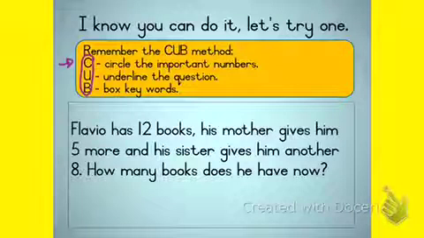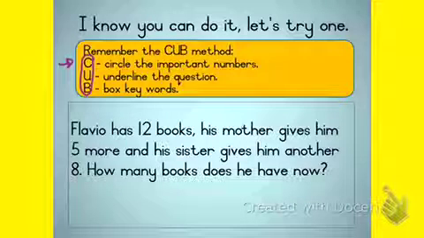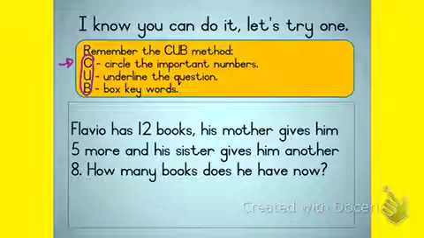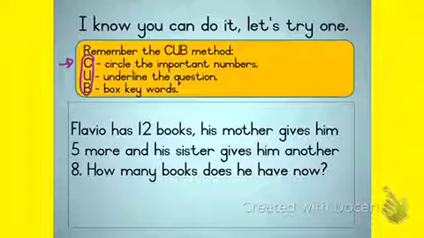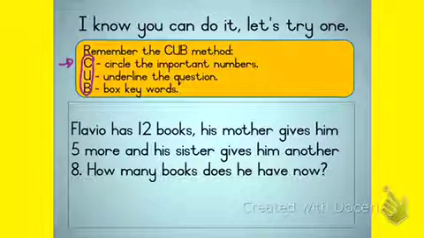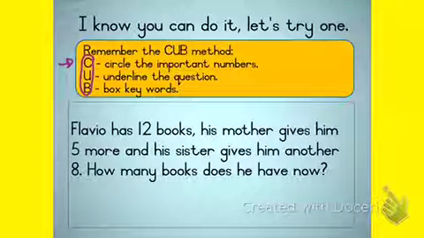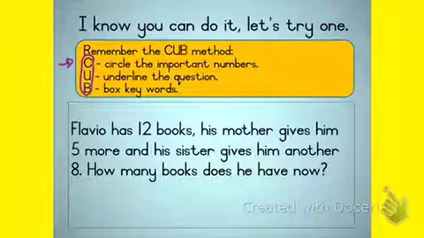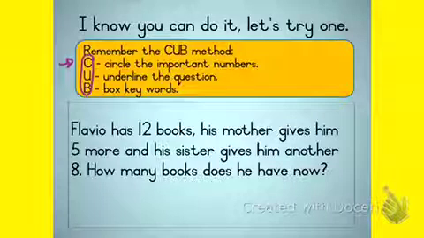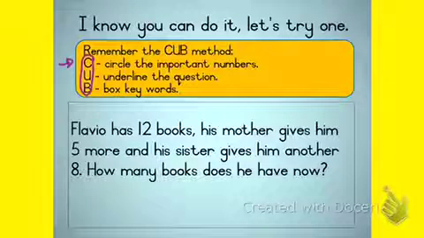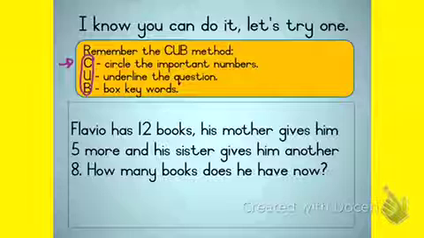Flavio has 12 books. His mother gives him 5 more and his sister gives him another 8. How many books does he have now? That was number 1. Now we're going to read it another time. Flavio has 12 books. His mother gives him 5 more and his sister gives him another 8. How many books does he have now?